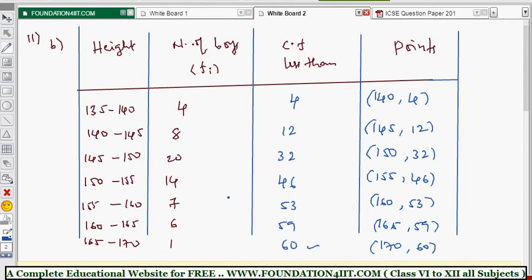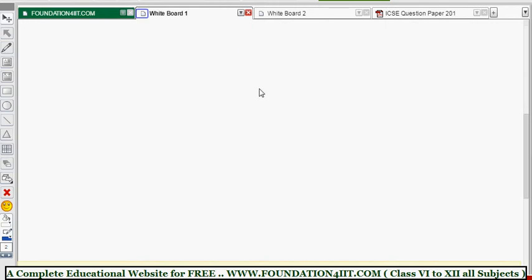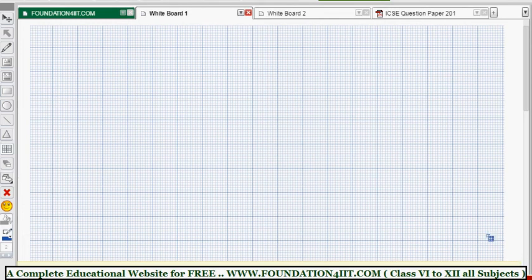Now using this table we can make the graph. So let us see how to use it. Based on the graph paper you can find the median and everything. Right. So from this, take the x-axis and y-axis.